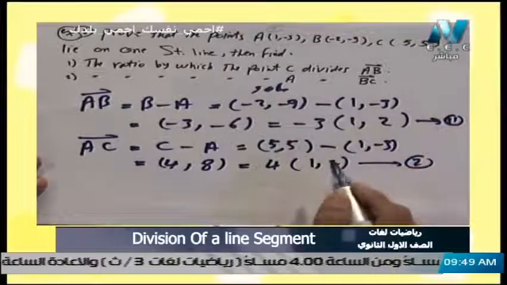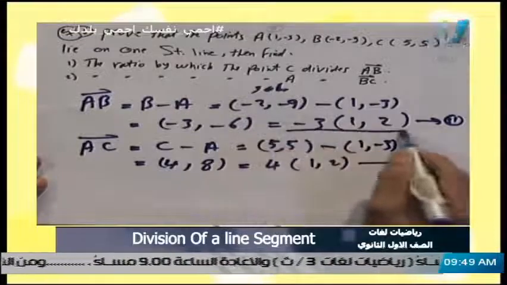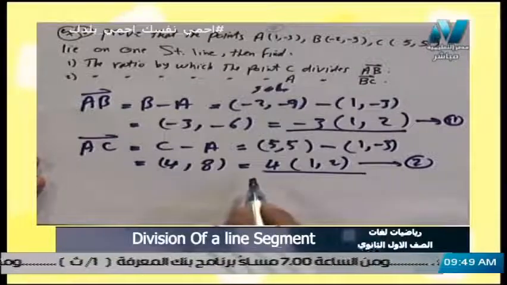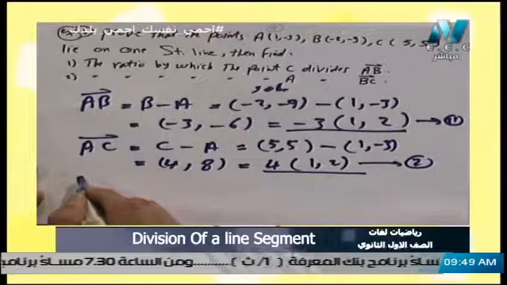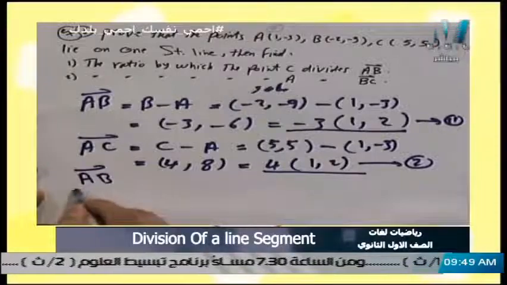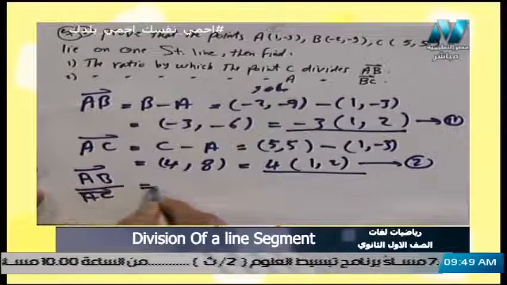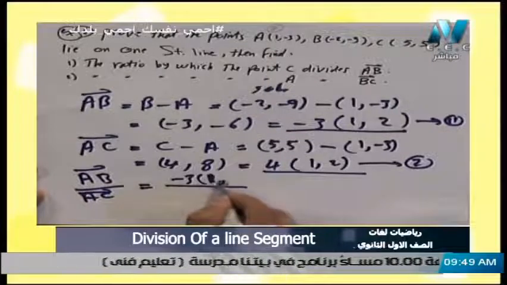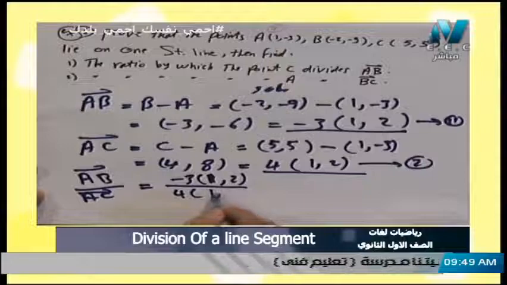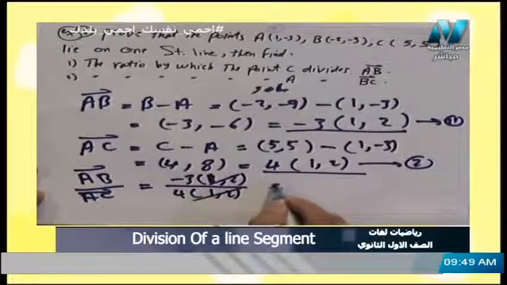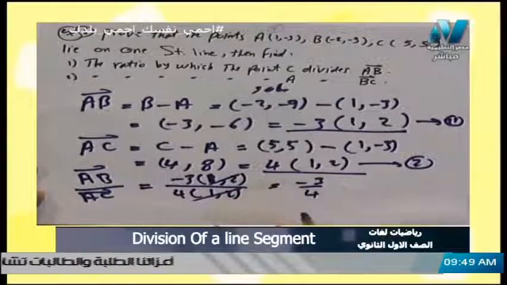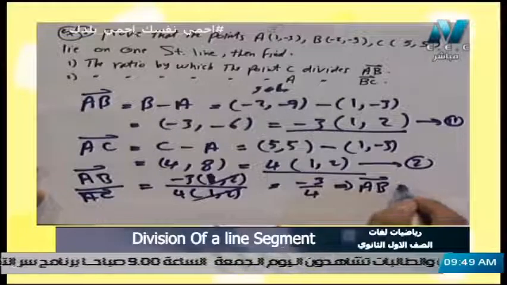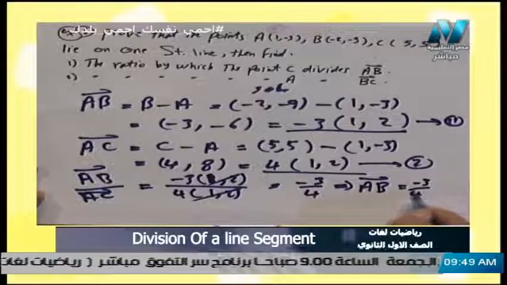Notice that we have here negative 3 multiplied by 1 and 2, and 4 multiplied by 1 and 2. If we divide AB over AC, we will take negative 3 multiplied by 2 and 1 and 2 over 4, 1 and 2 also. By cancelling 1 and 2, the answer will be negative 3 over 4. That means that vector AB equals negative 3 over 4 of the vector AC.